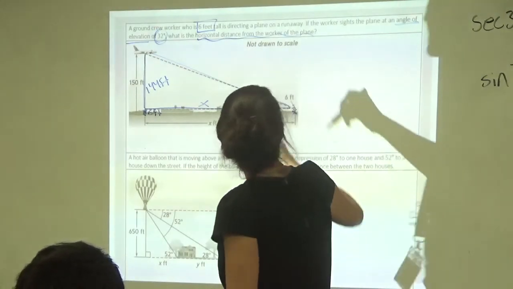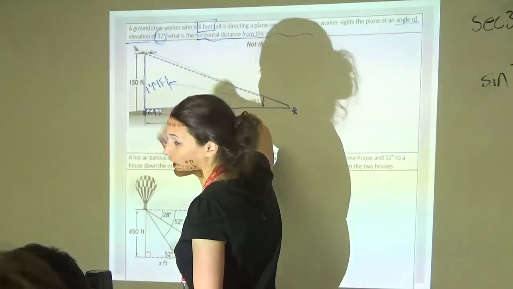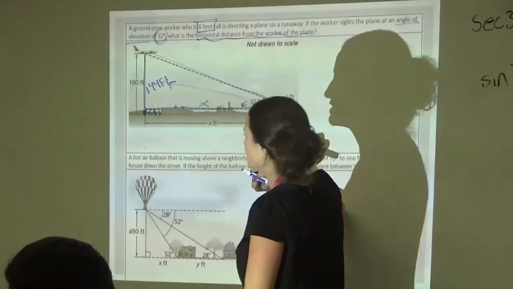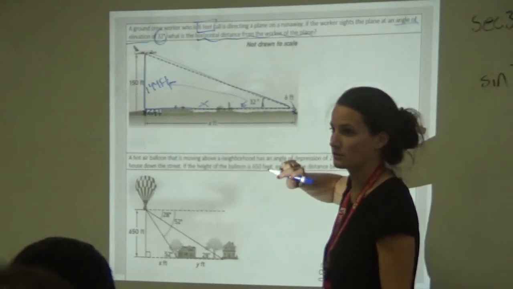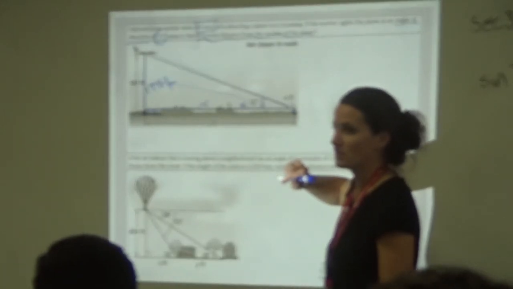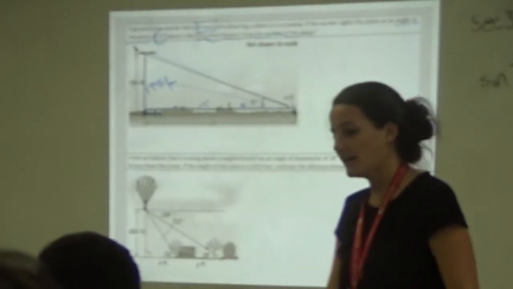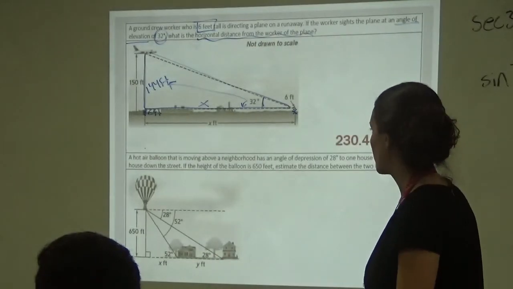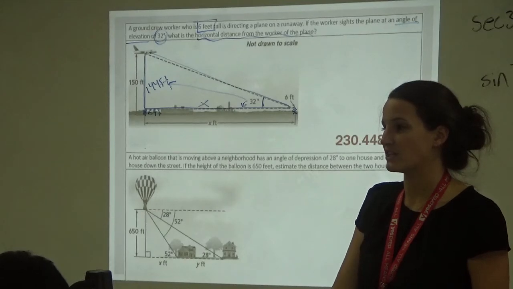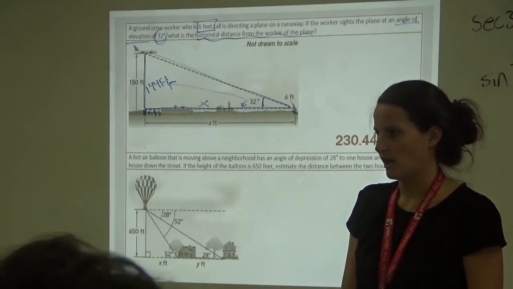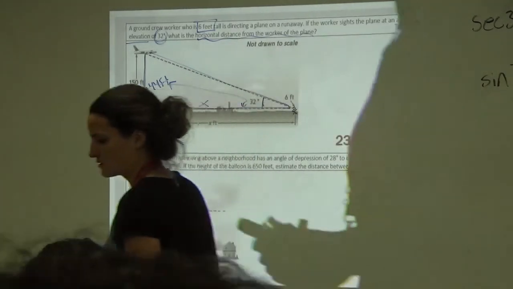You've got the opposite 144, I agree, but this one is right next to it, is the adjacent, right? Opposite and adjacent. So we're going to use tangent or cotangent for this one. Tangent or cotangent for this one. And you should get 230.448 feet using tangent or cotangent. And then make sure you just have units there.